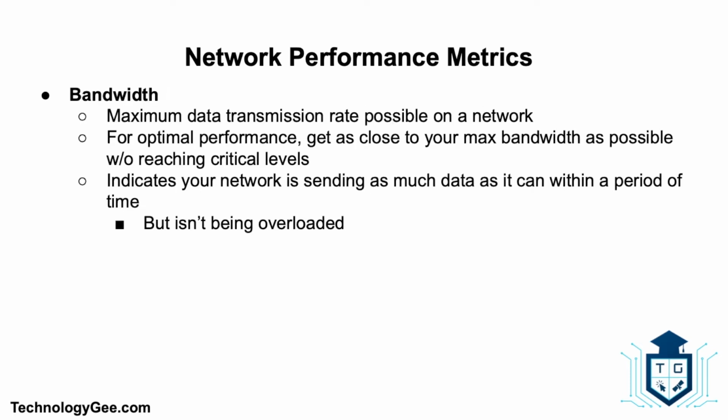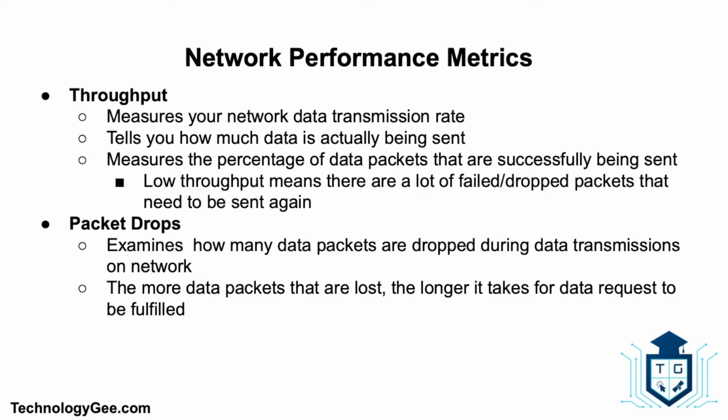And some of the network performance metrics that you need to become familiar with are bandwidth. This is the maximum data transmission rate possible on a network. For optimal network operations, you want to get as close to your maximum bandwidth as possible without reaching critical levels. This indicates that your network is sending as much data as it can within a period of time, but it is not being overloaded. And the next one is throughput.